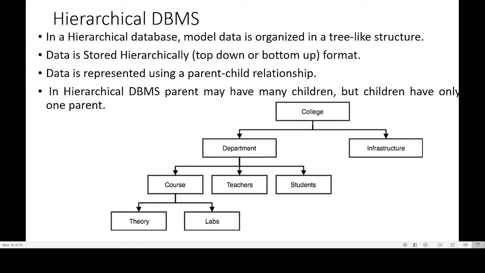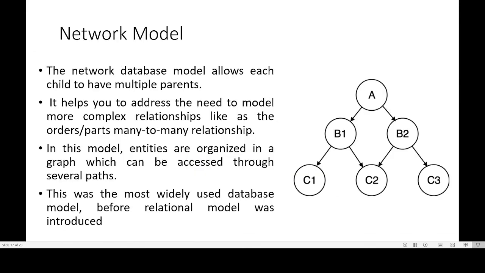Here the data is represented using a parent-child relationship. The parent may have many children, but a child can have only one parent. This is an example in which college has the children department and infrastructure. Then the department again has course, teachers, students, and the course is divided into theory and lab. So this is a hierarchical structure. You can see a tree structure is formed in this hierarchical DBMS.